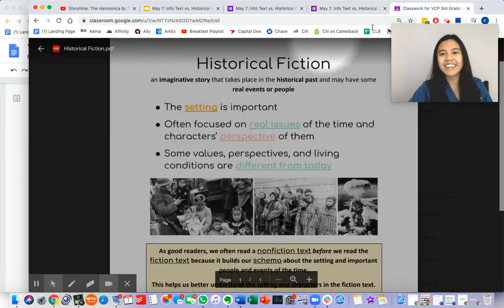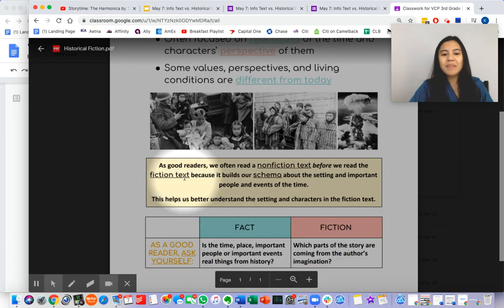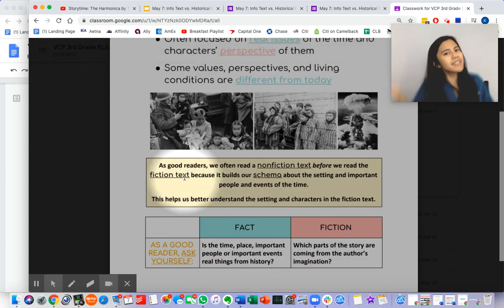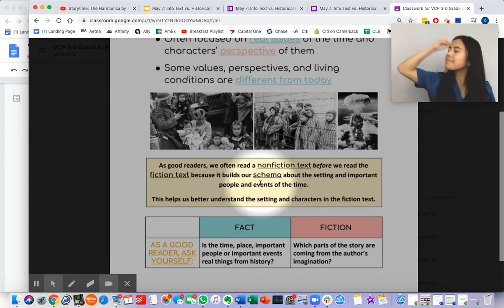Good. ELA Masters, can you remind me, why did we read an info text article yesterday about the Holocaust? Yes, if you said that it builds our schema, go ahead and kiss your brain. Right.